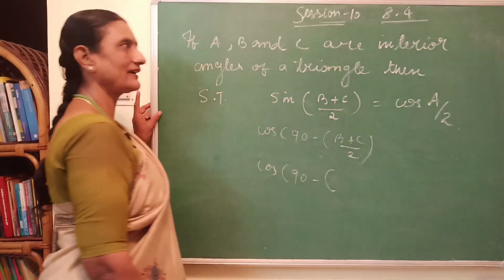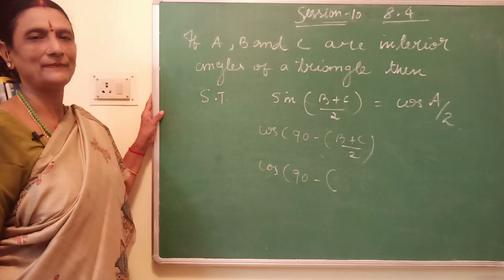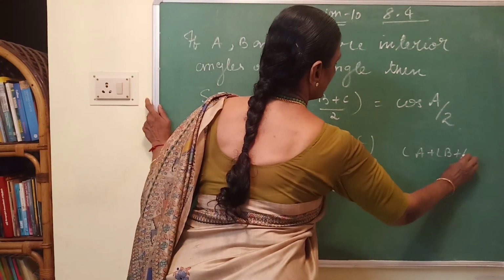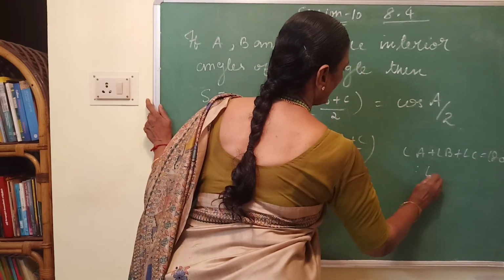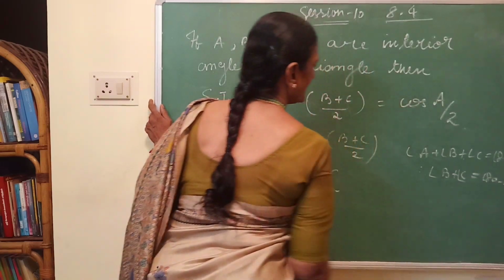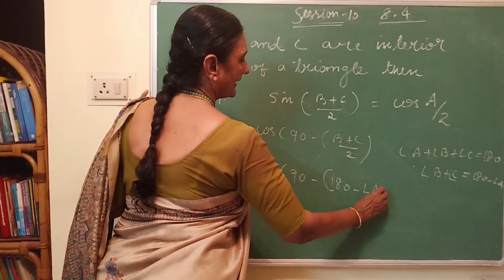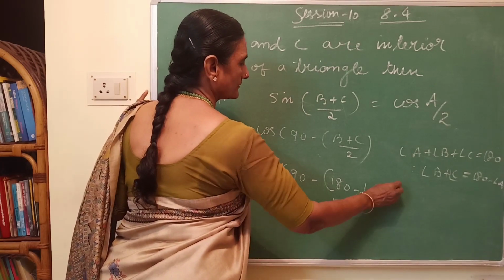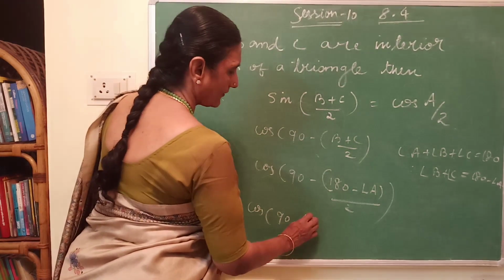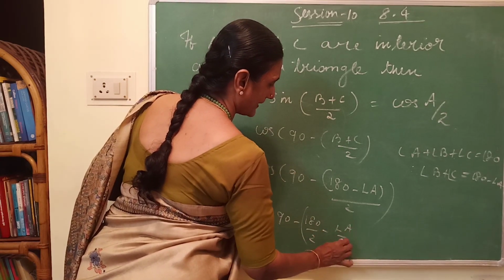You know that in the triangle ABC, if A, B and C are the interior angles, we know that angle A plus angle B plus angle C is equal to 180 degrees. Therefore, we can write angle B plus C as 180 minus angle A. So, this B plus C can be written as 180 minus angle A. So, this is cos of 90 minus (180 minus A) by 2.